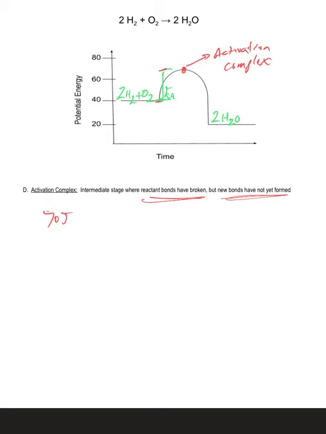Now, two other things that are really important to understand is, in order for bonds to break and this activation complex to be reached, two things have to be true about the collisions of these particles. When particles collide, their bonds break, but they have to have two important characteristics of those collisions. First, particles must collide with enough speed or energy.